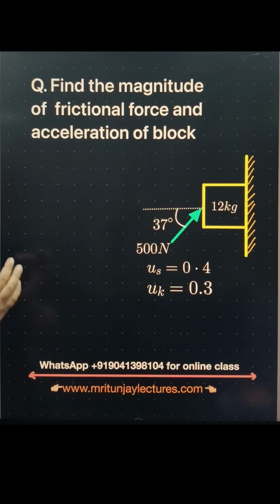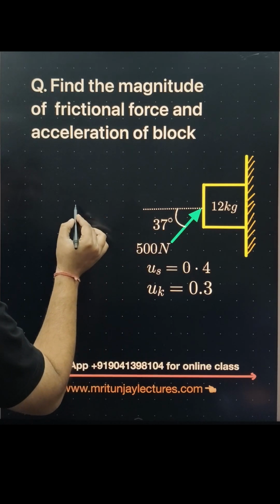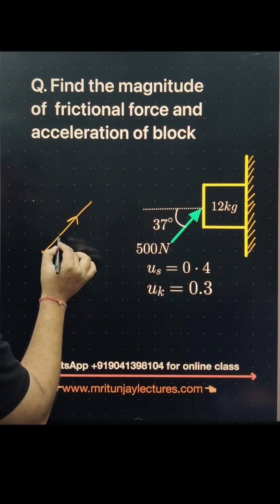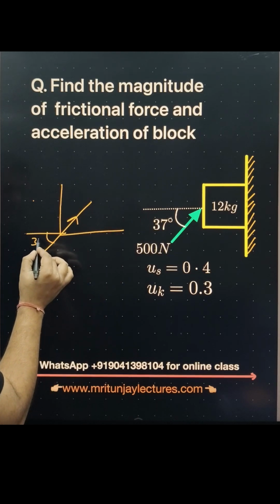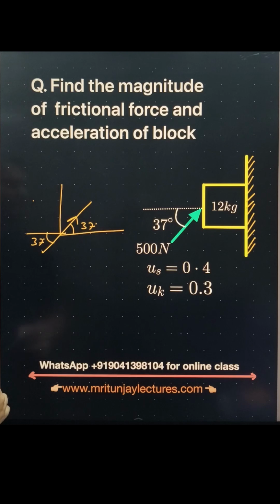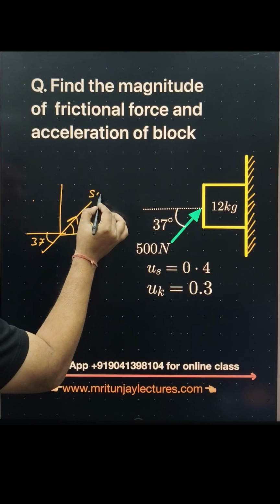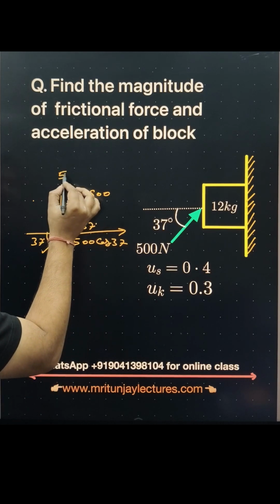Now, question of the day. Our motto: determine the frictional force and acceleration of the block. Mu(s) and mu(k) are given. First of all, that force is resolved in two directions. Simply, if this one is represented like that, then that angle is 37. Clear? So you can say that this angle is also 37. Okay, very simple.